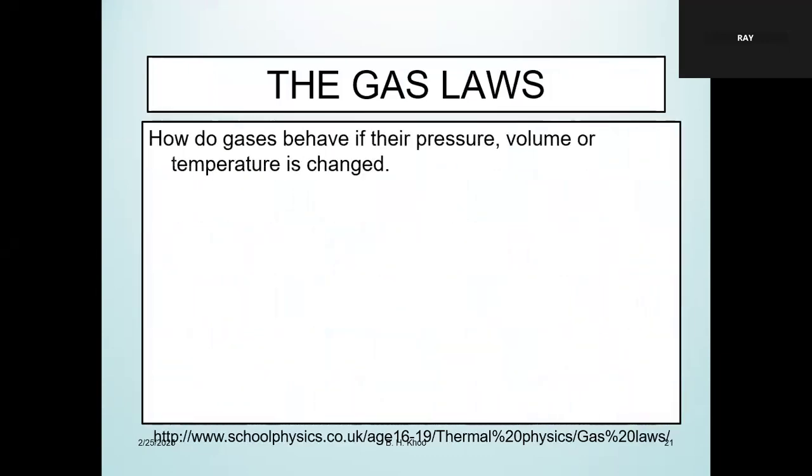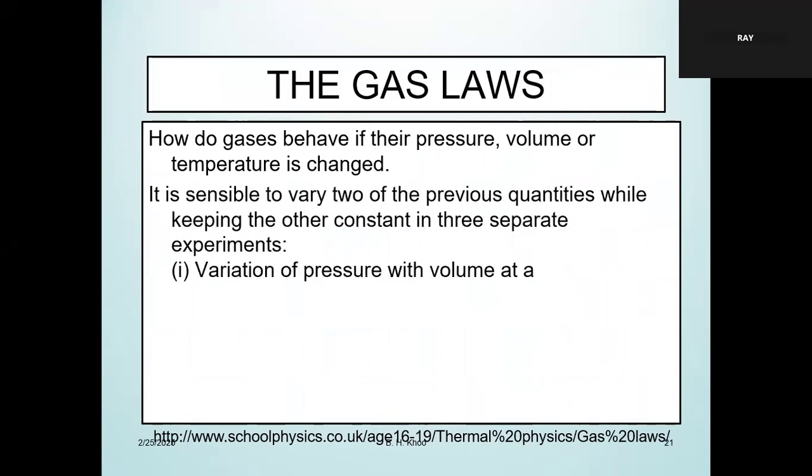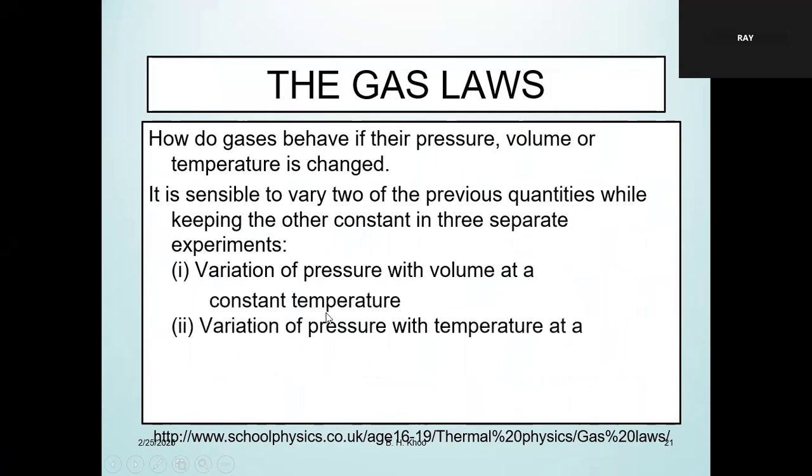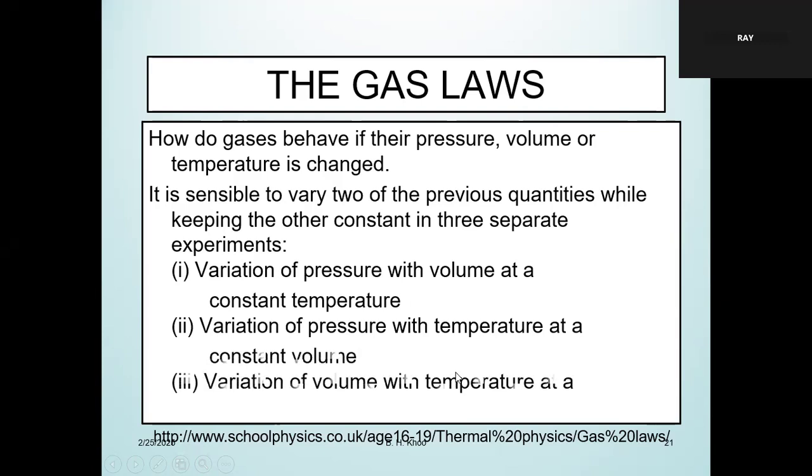Gas laws. How do gases behave if their pressure, volume, or temperature is changed? Normally we have pressure, volume, temperature. So we can investigate only 2 quantities at one time. Variation of pressure with volume at constant temperature. Variation of pressure with temperature at constant volume. Or variation of volume with temperature at constant pressure. These are the 3 things that we can do.